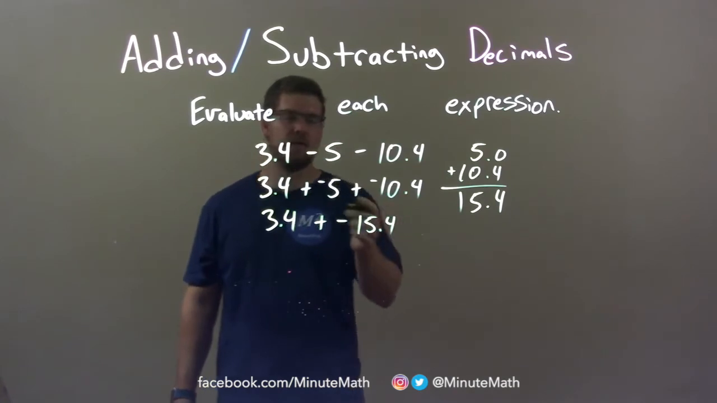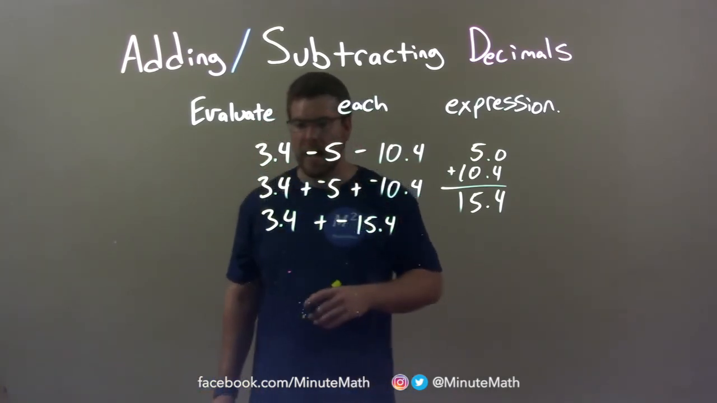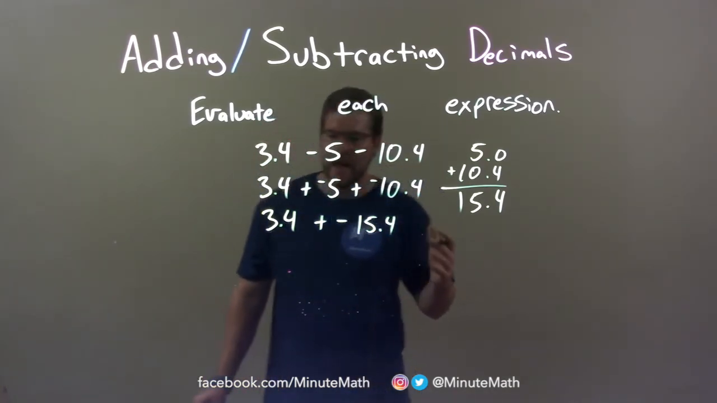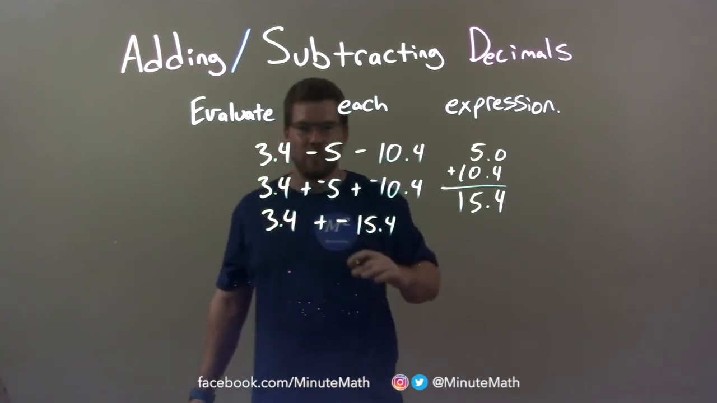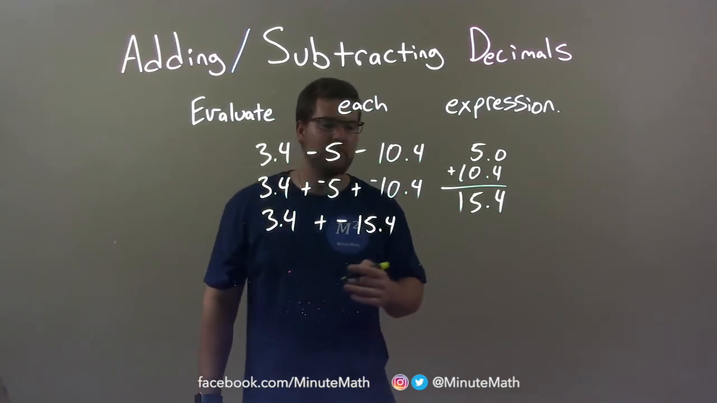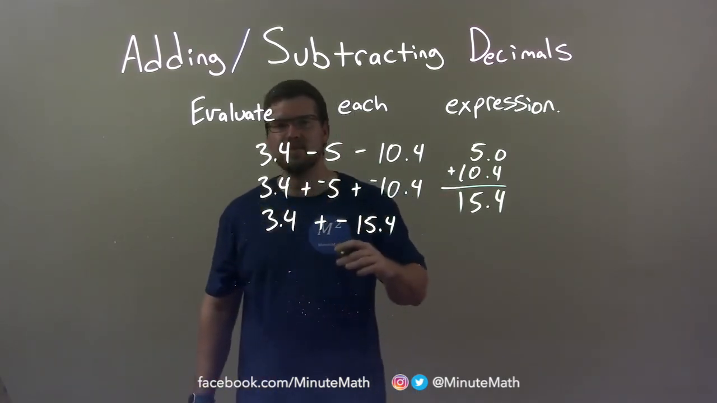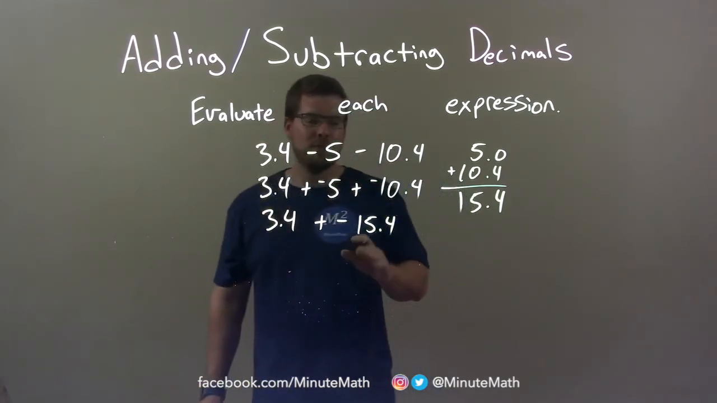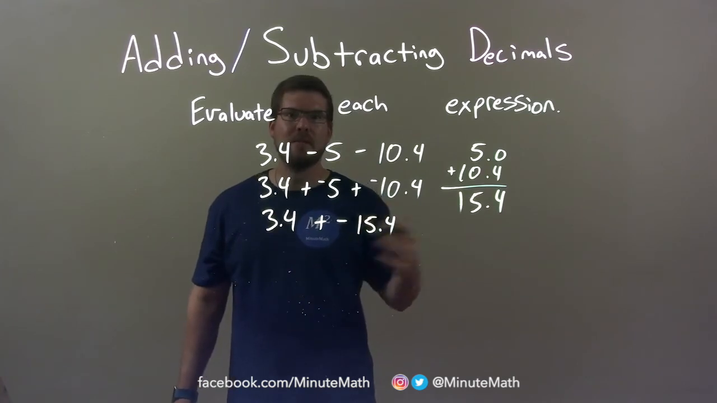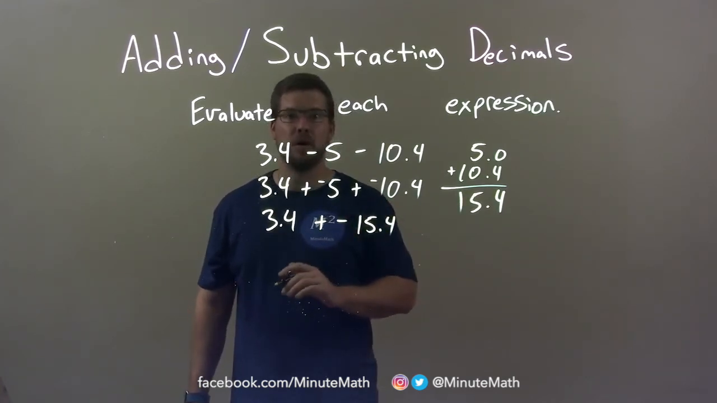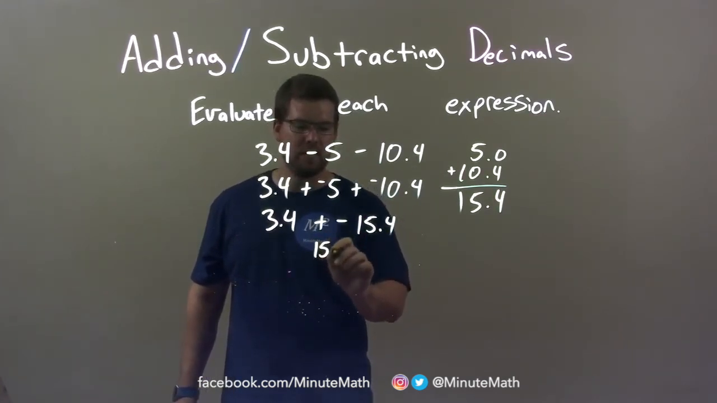And you probably, to be honest, could have done it there, right? Anyway, so now we're working on getting the rest done. Well, negative 15.4 is larger, right? More negative, and 3.4 is positive. So all we have to do is find the difference between these two numbers and then slap on the negative because this one's larger.